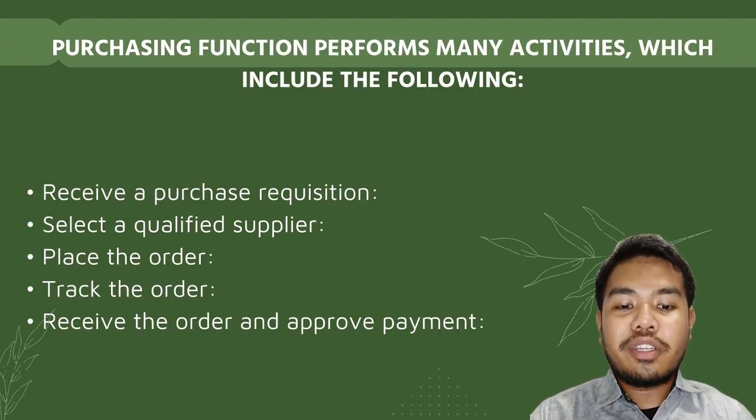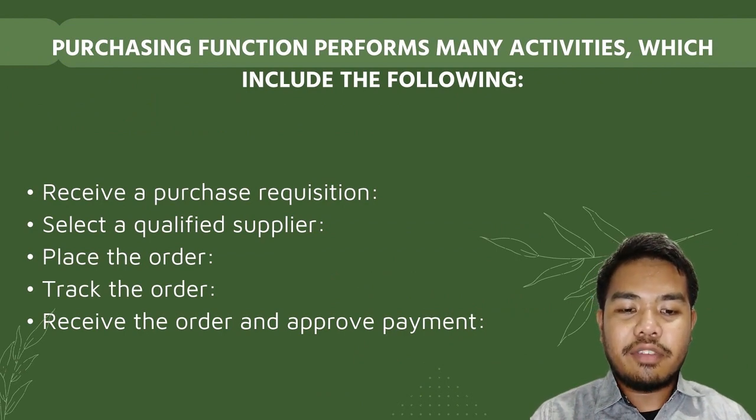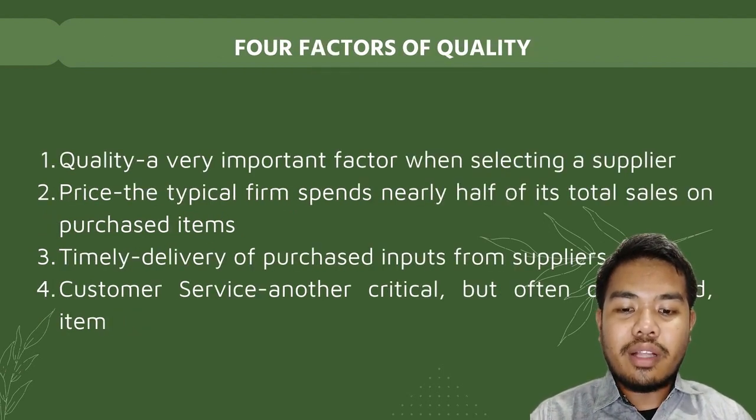Then let's have the purchasing function. It performs many activities, which include the following: first, receive a purchase requisition, select a qualified supplier, place the order, track the order, receive the order, and approve the payment.